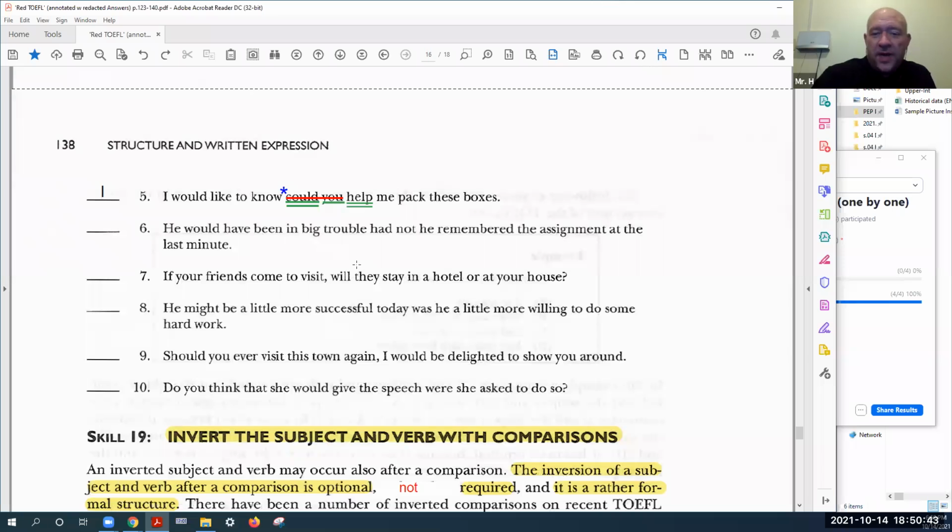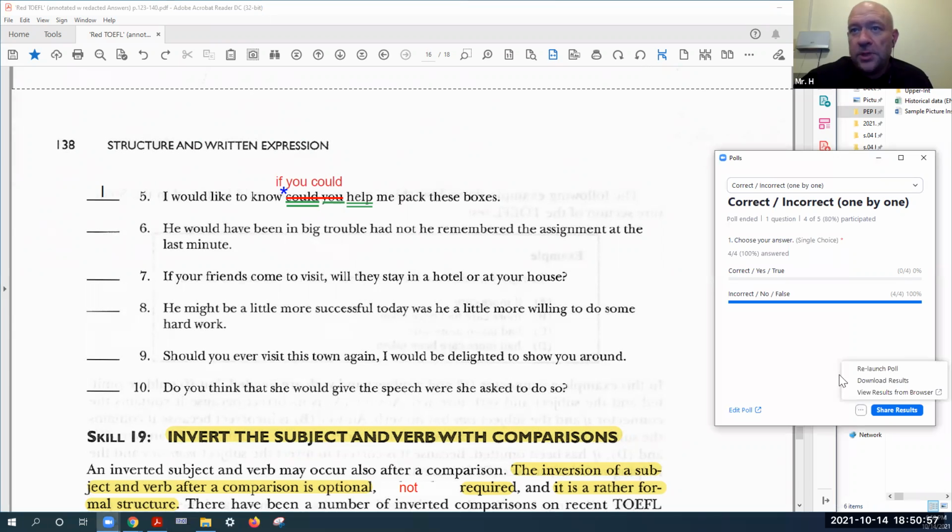So read it correctly. Assad, you got it. I would like to know if you could help me pack these boxes. Bingo. Well done. You got it. All right, here we go. Next one, guys. Ready? Number 6. Start.